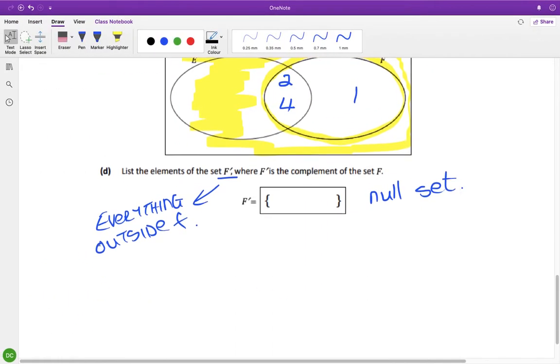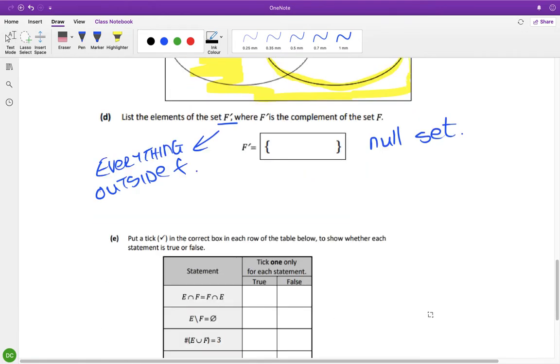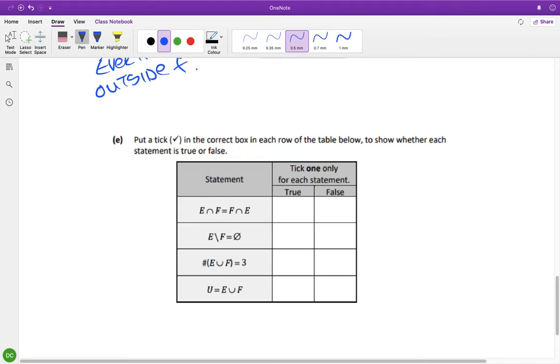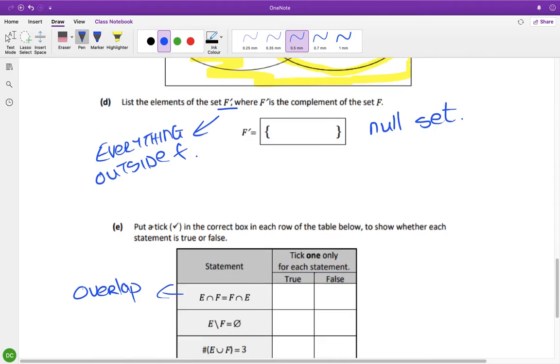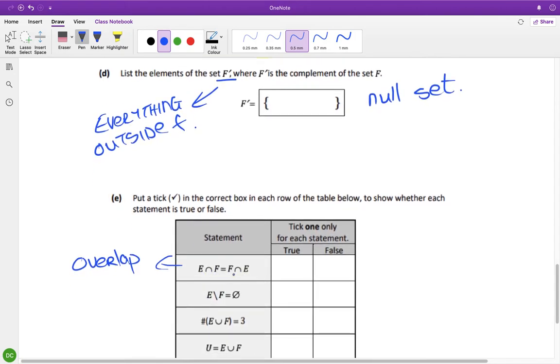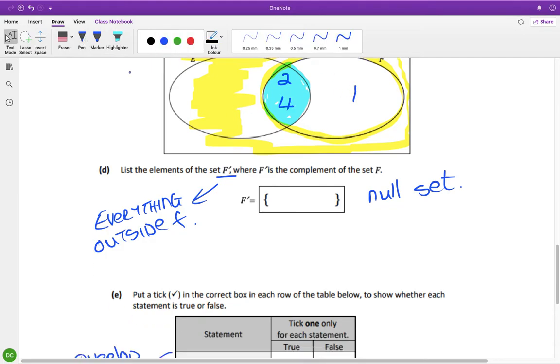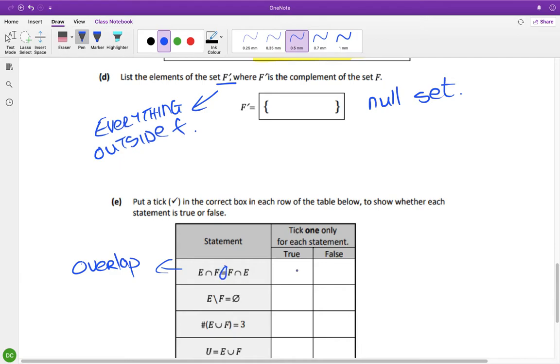These ones are always tricky. Put a tick in the row of each box to show whether each of the following is true or false. The one here says E intersection F is equal to F intersection E. The intersection is the overlap. So they're basically saying the overlap between E and F and the overlap between F and E. Either way, they're talking about this bit in here. So are they always equal? Yes, they are, because they're the same thing.